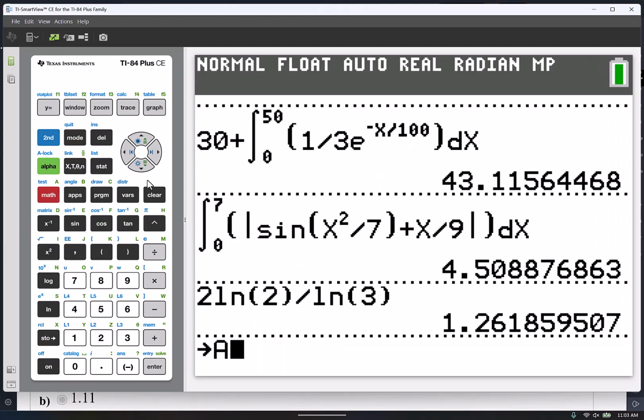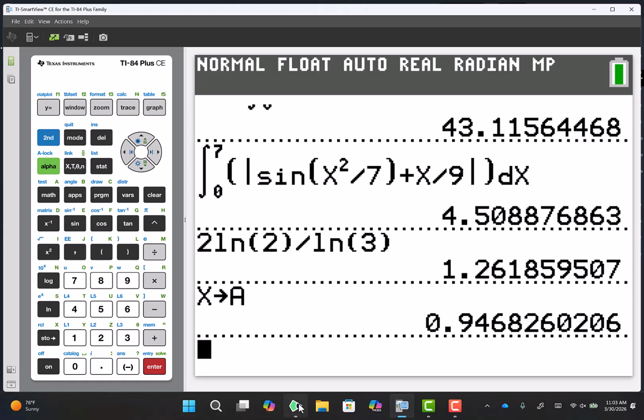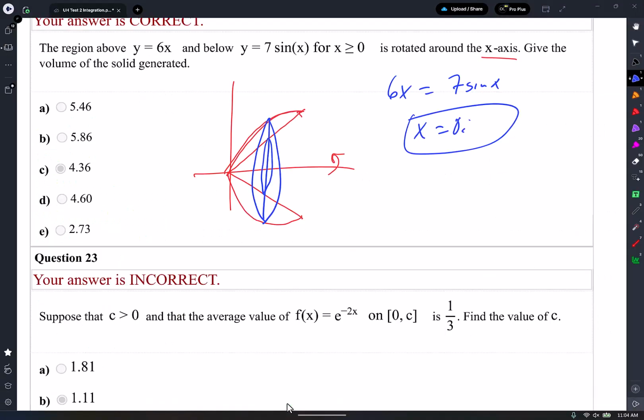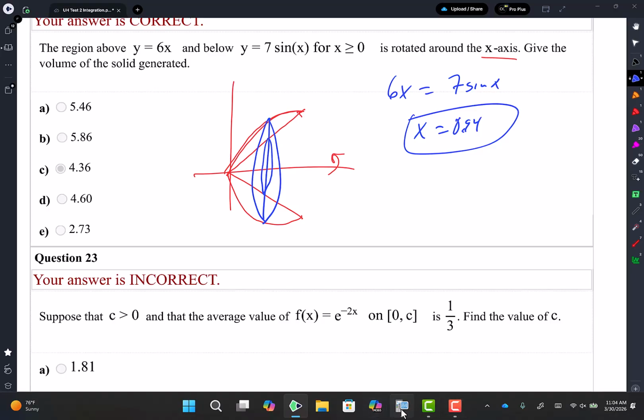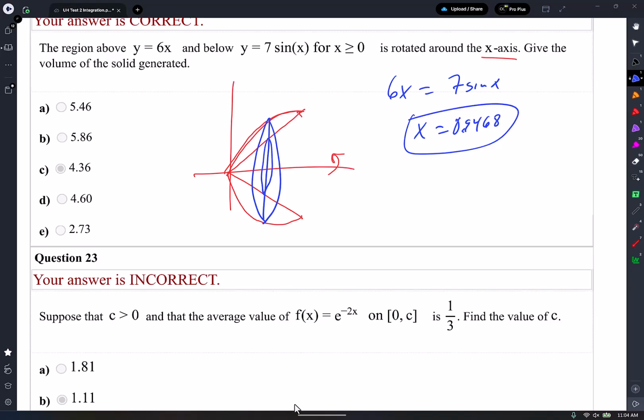Store that. I'm going to store it to A. So I didn't even push X. Practice storing this, guys. There it is. And let me put that number in here. X equals 0.9468. I know you guys are tired. All right, 0.9468. Here we go. I'm going to store that to A.